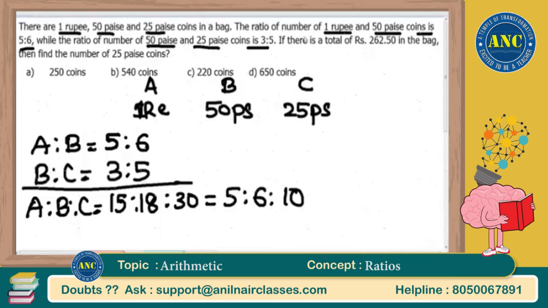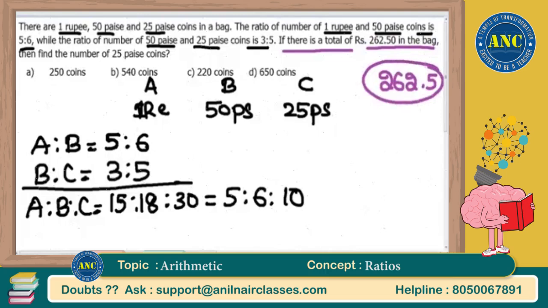Now read the next statement. Until you complete what all you can complete, please do not go to the next statement. Now read the next statement. The next statement says, if there is a total of 262.5 rupees in the bag, that means the total amount in the bag is 262.5 rupees, right? Then find the number of 25 paise coins.